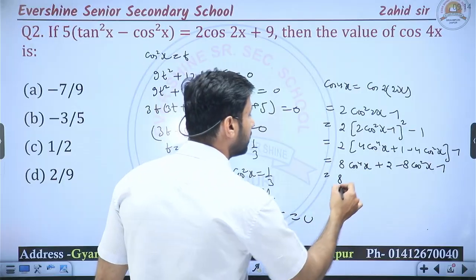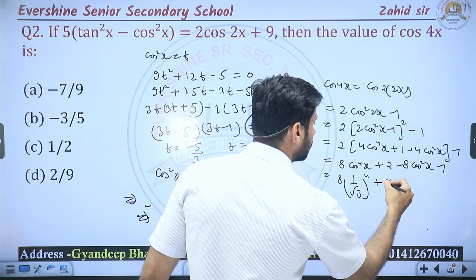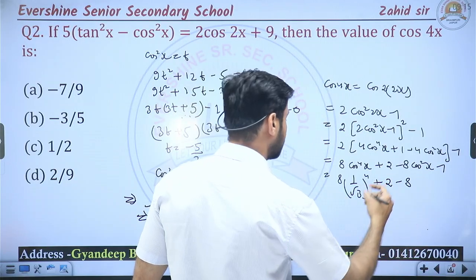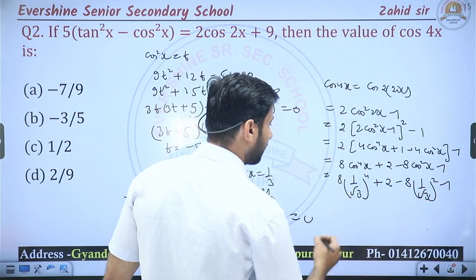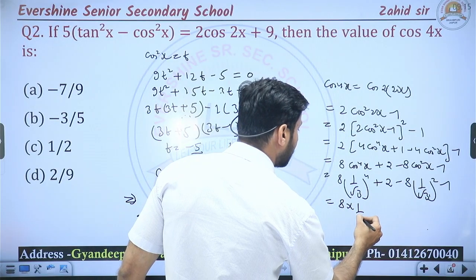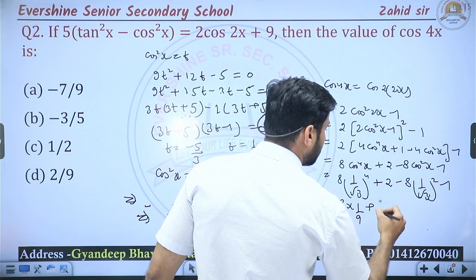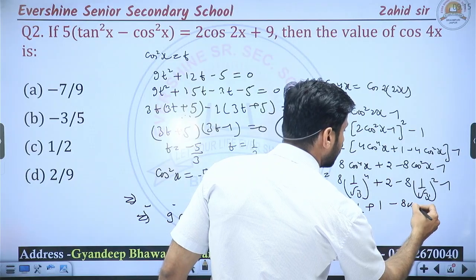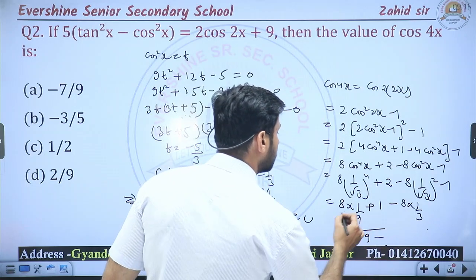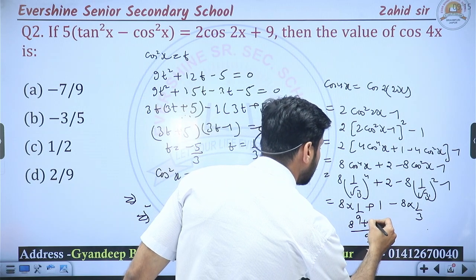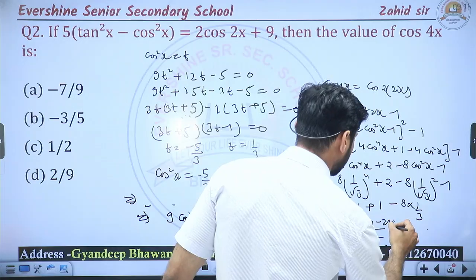So this is 1 by root 3. So 1 by root 3 raised to the power 4 plus 2 minus 8 cos square x is 1 by root 3 square and minus 1, okay? So 8 into 1 by 9, it will be 2 and 1 plus 1 minus 8 into 1 by 3. The LCM will be 9. So it will be 8 plus 9 minus 8 3s are 24.